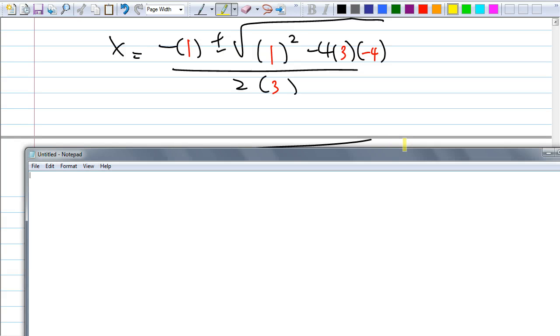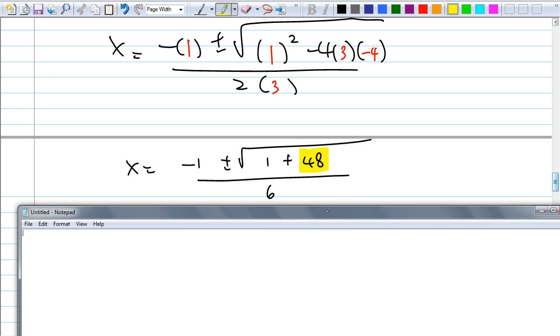Okay, so here, tell me what. By the way, you get negative 1 plus or minus. What do you get inside the square root? What's 1 squared, guys? 1. What's this, negative 4 times 3 times negative 4? What do you get when you multiply this whole thing? Negative 48. Is it going to be negative or positive? Be careful. It's going to be positive 48, guys. Does that make sense?